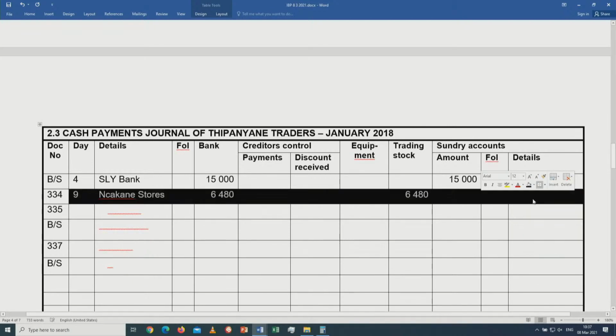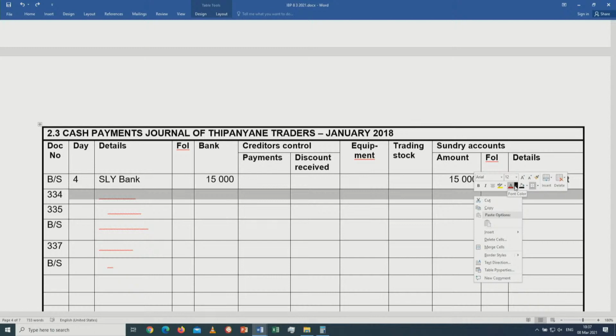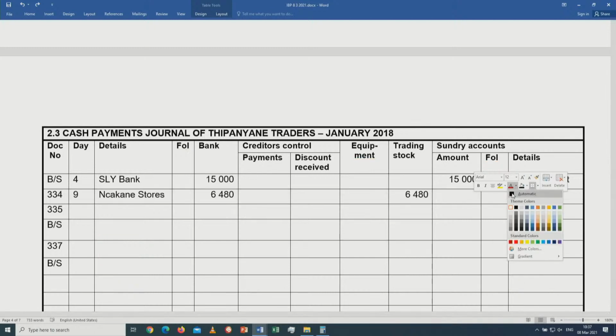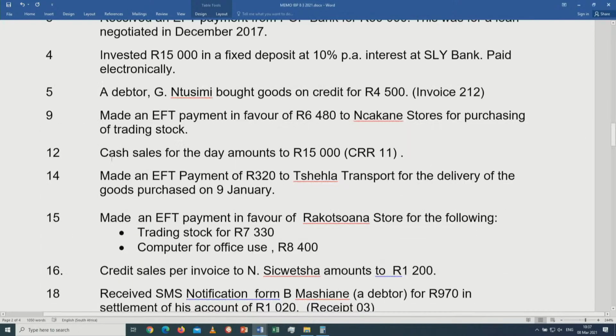You're saying Ngakani stores. Under Ngakani stores, under bank, you have 6,480. Under trading stock, we have 6,480. So the 6,480 was for trading stock, hence why you're taking it to this column. And then you go into the next transaction, which is transaction number 12.